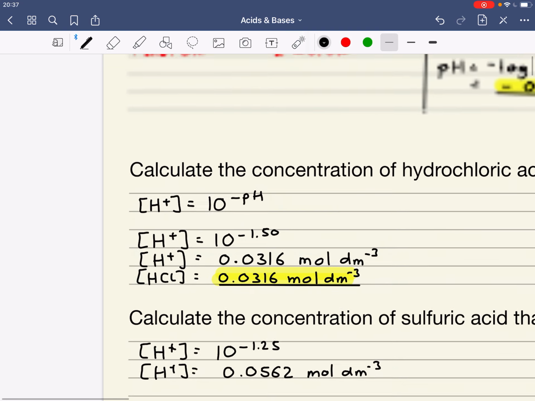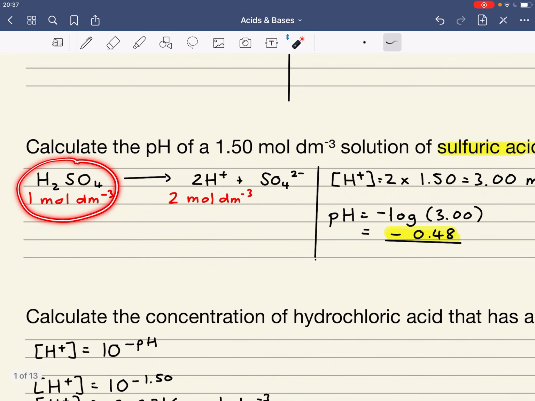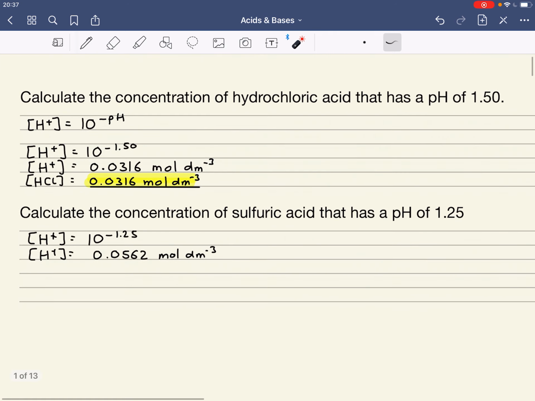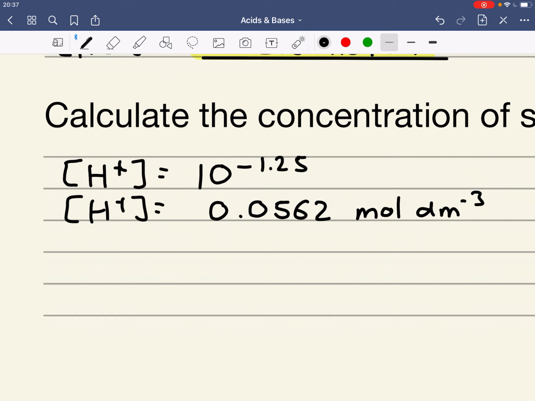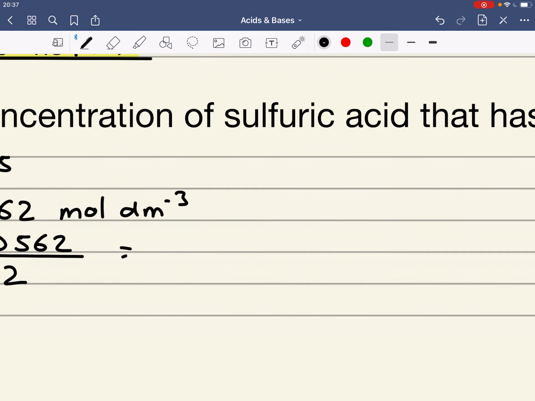Now, if we go back and look here, my acid concentration is half my hydrogen ion concentration in a diprotic acid, such as sulfuric acid. So the concentration of H2SO4 is going to be 0.0562 divided by 2. And that there gives me an acid concentration of 0.0281 moles per decimetre cubed.